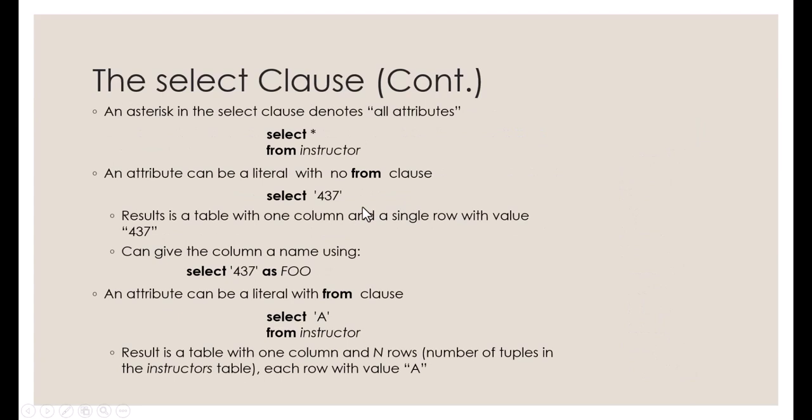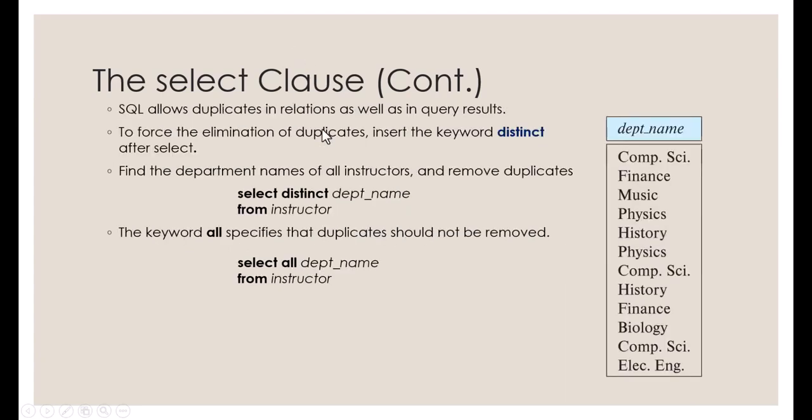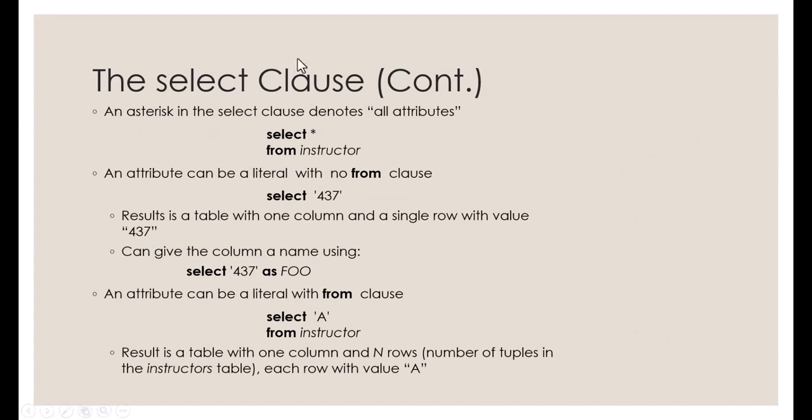Okay, if you want to show all the attributes, so instead of specifying I only want to see department name, or I want to see department name, comma, salary, if you want to see every single attribute from that table, you just use this asterisk symbol. So select asterisk from instructor, and this will list all of the attributes from table instructor.